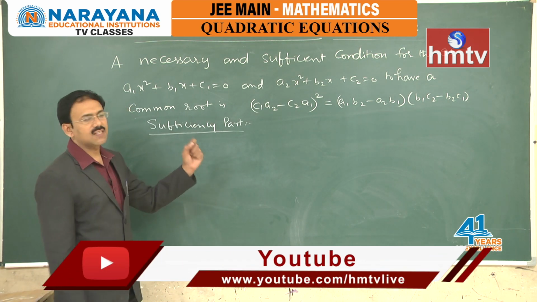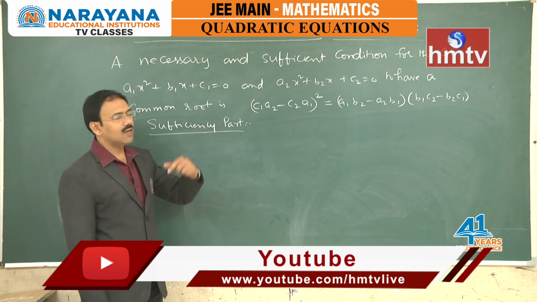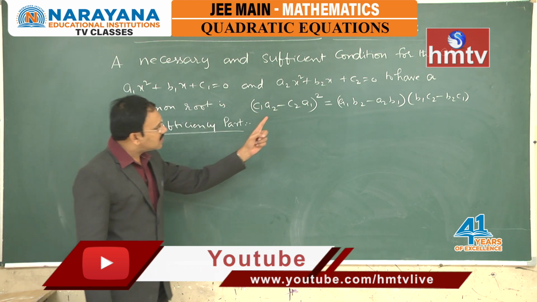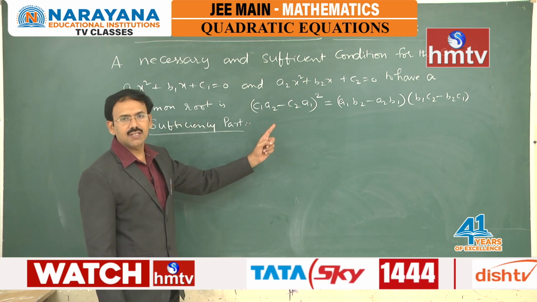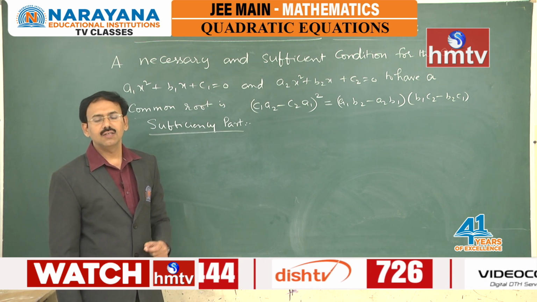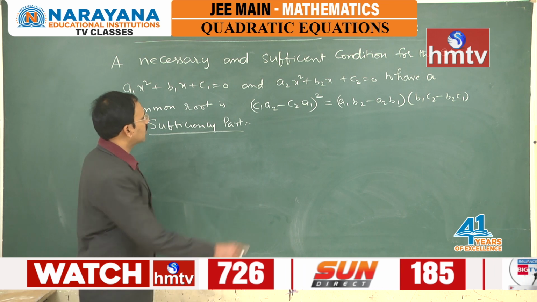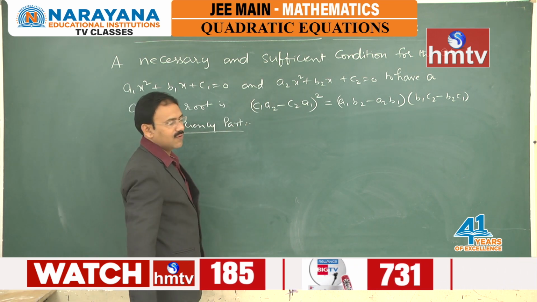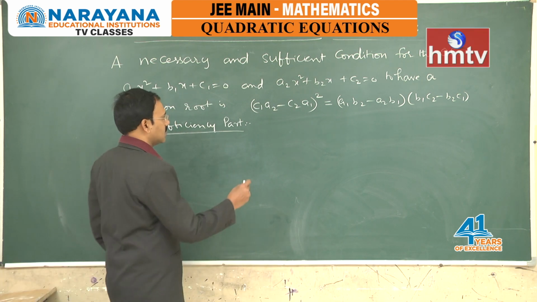Now, let us see the sufficiency part. For these two quadratic equations, suppose this condition is satisfied, the coefficients satisfy this condition, we need to prove that there exists some common root to both the equations. Suppose I have taken these two quadratic equations, this condition is satisfied. I am going to prove this in two cases.